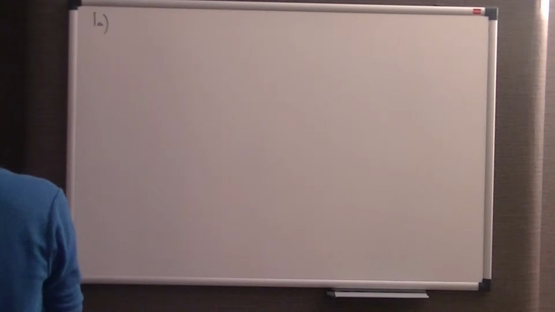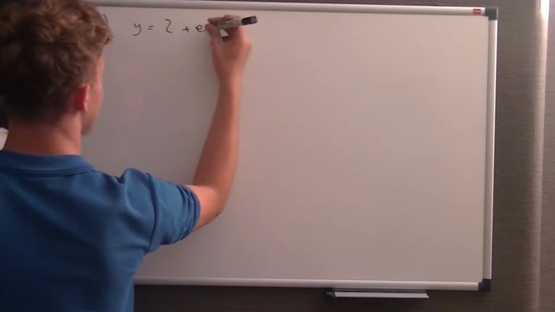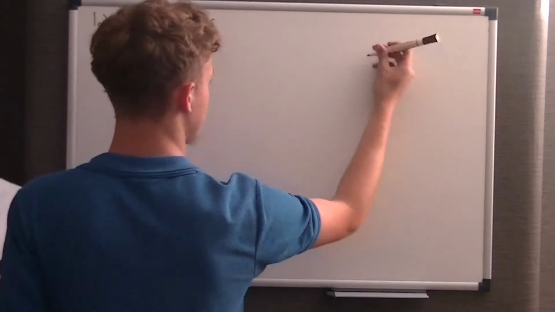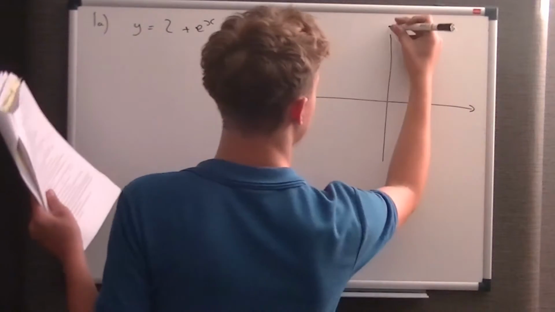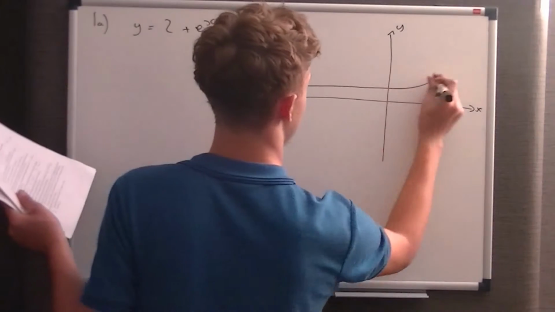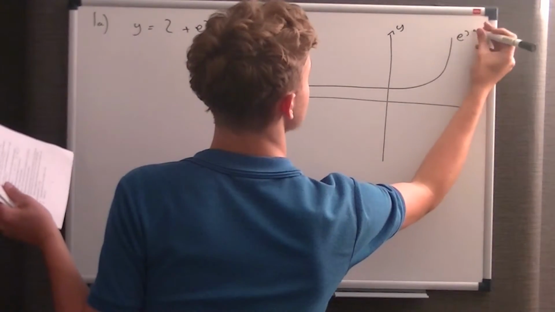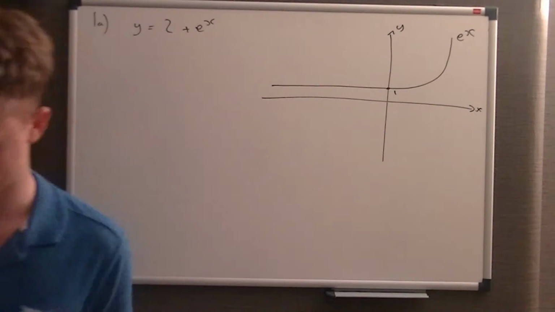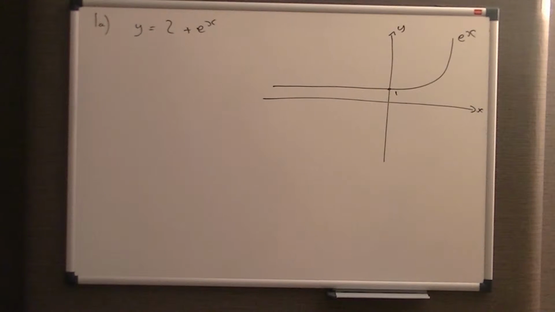Okay, so the first question says sketch the function y equals 2 plus e to the power x. Now, if you remember, we did something like that, and we said that was e to the power x, and that crossed at 1. That was our original idea of what e to the power x would look like.